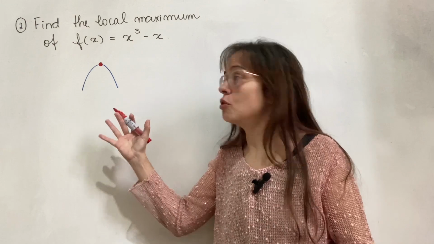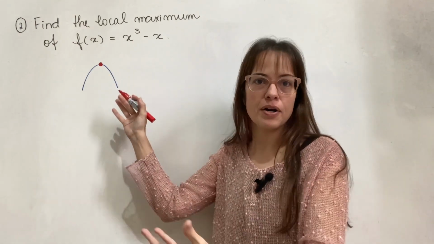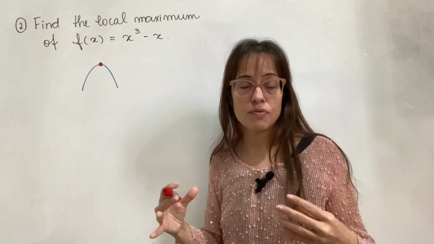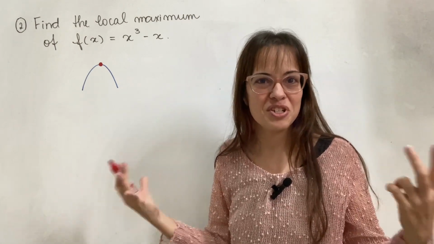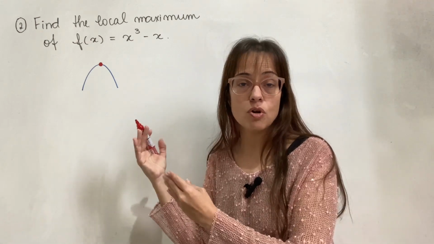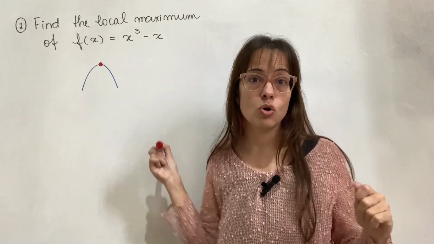But this is what a local maximum looks like. This is just part of the function. And what we know about that point in terms of the content that we're currently studying, which is derivatives and tangent lines, we know that because it is a local maximum, then its tangent line is horizontal.